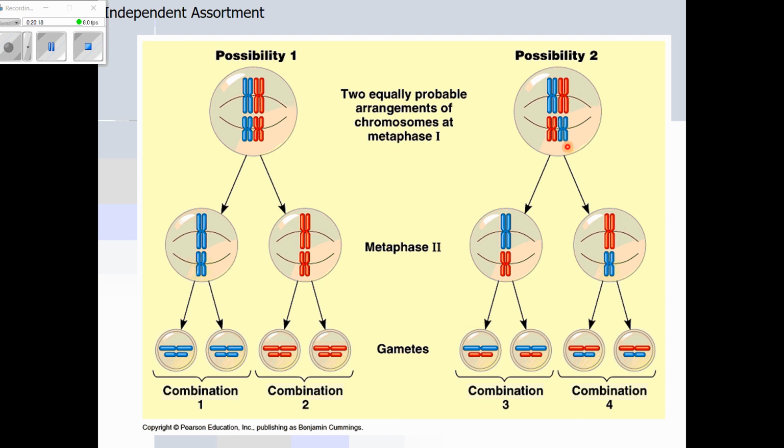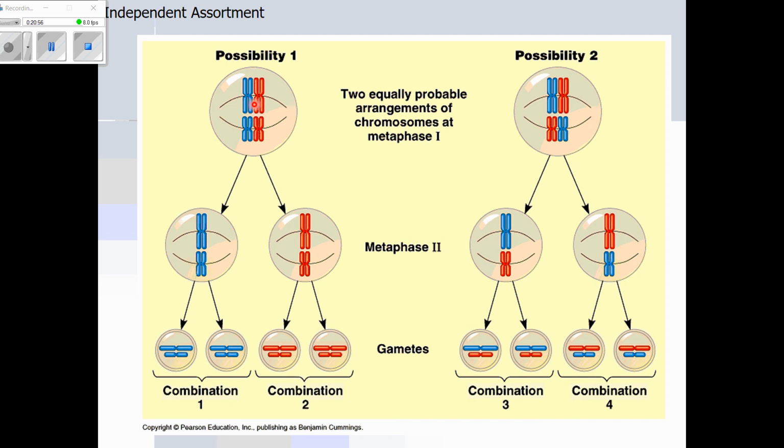Now, this is a really simplistic example because they're only showing 4 chromosomes. They're only showing 2 pairs of chromosomes in the picture. But if this was a human cell, there would be 1 pair, a second pair, a third, fourth, fifth, 23 pairs lined up like this. And for each individual pair, it's completely random which side the blue chromosome is on versus which side the red chromosome is on.